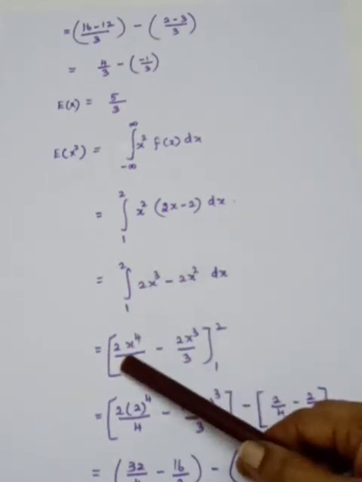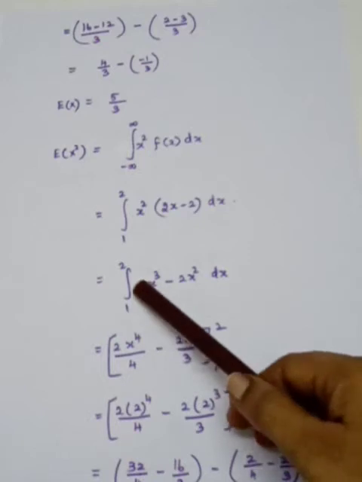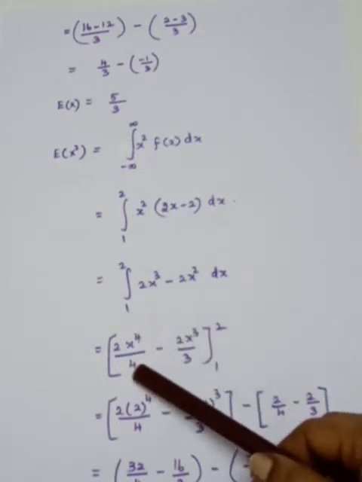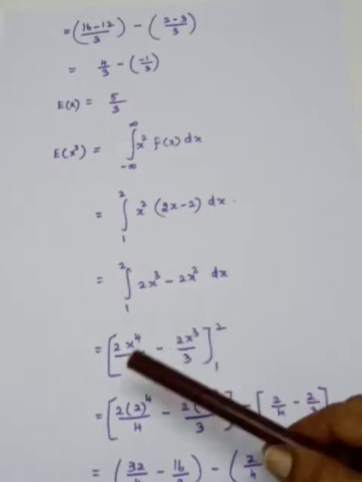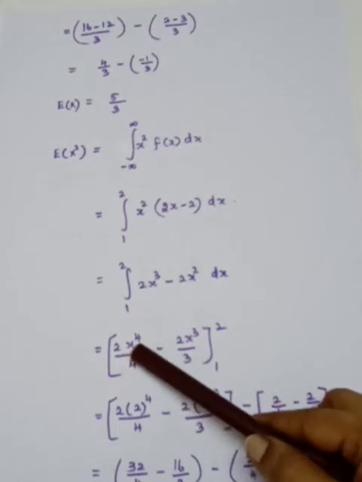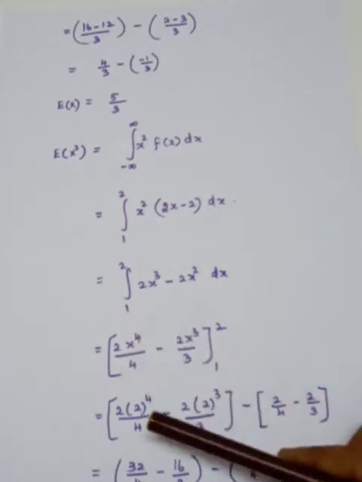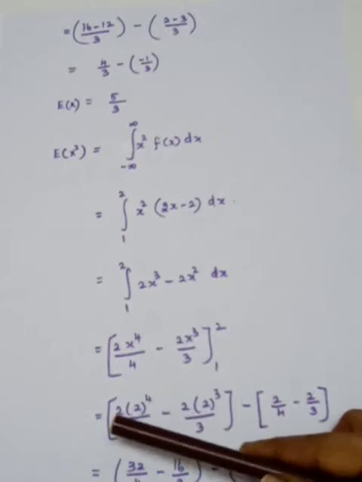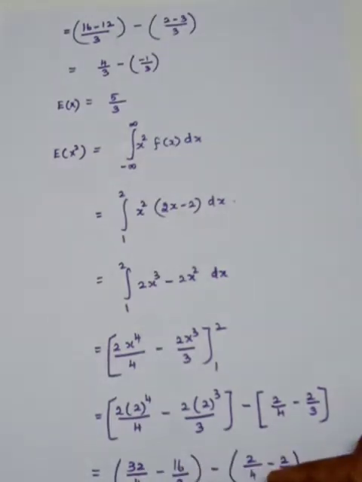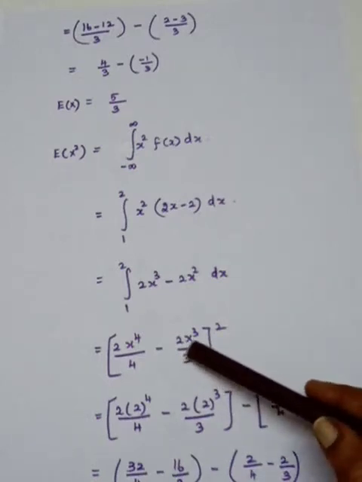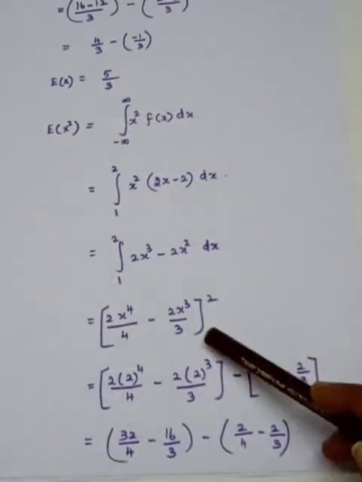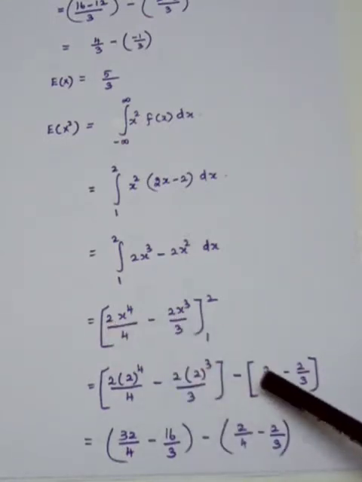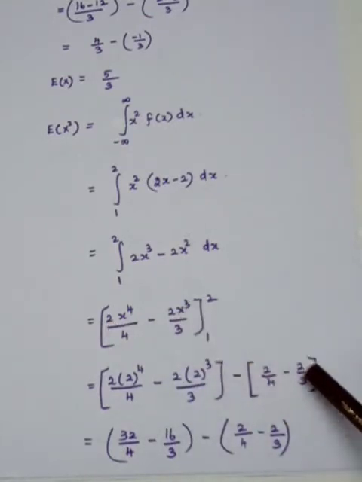If you integrate, 2 is a constant, x cube integrates to x power 4 by 4, minus 2 is a constant, x squared integrates to x cube by 3. You have to apply the upper limit. In the place of x, what will you write? 2 power 4, that is 16. 16 into 2 is 32, so 32 by 4. Now if you apply 2 here, it is 2 cube, that is 8, 8 twos are 16, so 16 by 3. When you apply the lower limit, here you will have 1, so 2 by 4 minus 2 by 3.